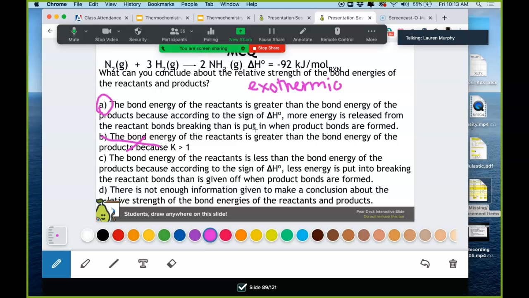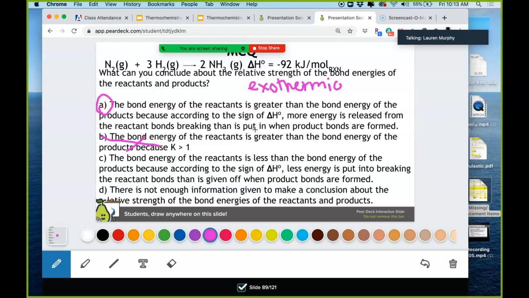The bond energy of the reactants is greater than the bond energy of products because according to the sign of delta H, more energy is released from reactant bonds than is put in when product bonds are formed.